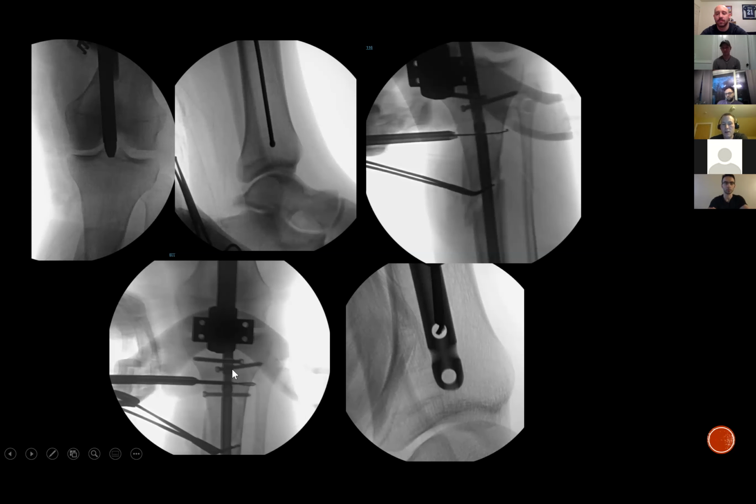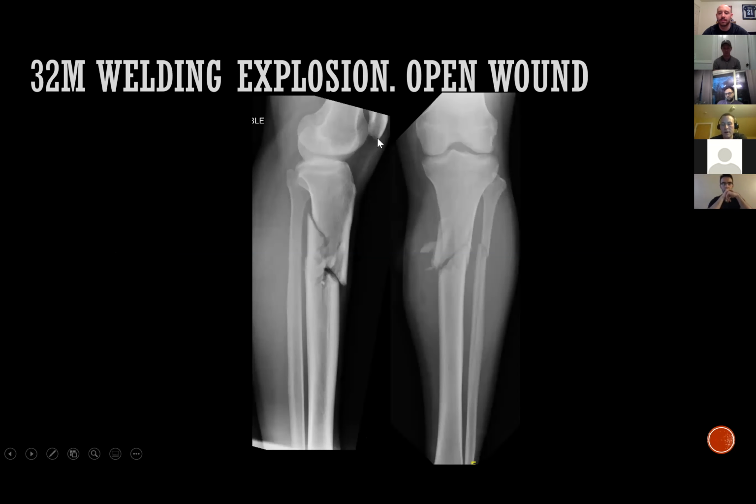And you can note that we're putting in a lot of screws here at multiple angles. The reason we're doing that is because this fracture is up near the top. And this is an example of a metaphyseal nailing indication. This is not a mid-diaphyseal fracture. This is at the part where the bone is beginning to widen.